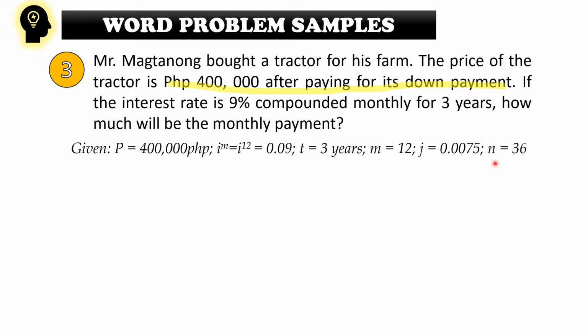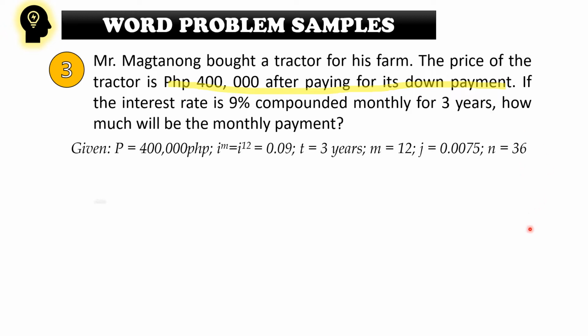Then the value of N is equal to 36. So, paano nakuha yung 36? That is T, the time, 3 years, times M. 3 times 12, that is 36. As what I have mentioned on example number 2.